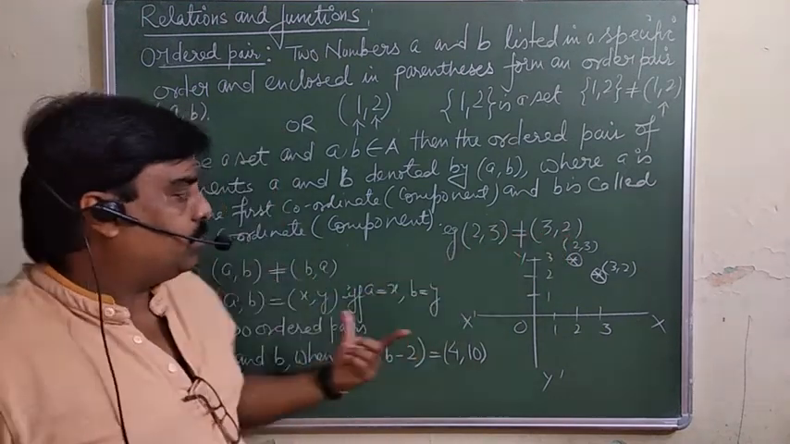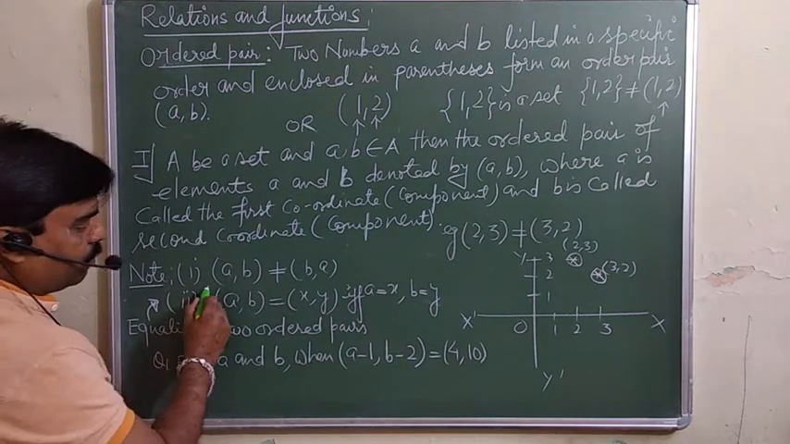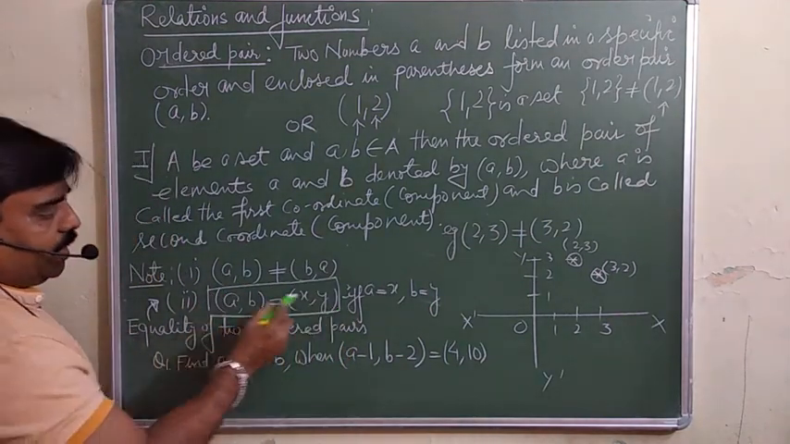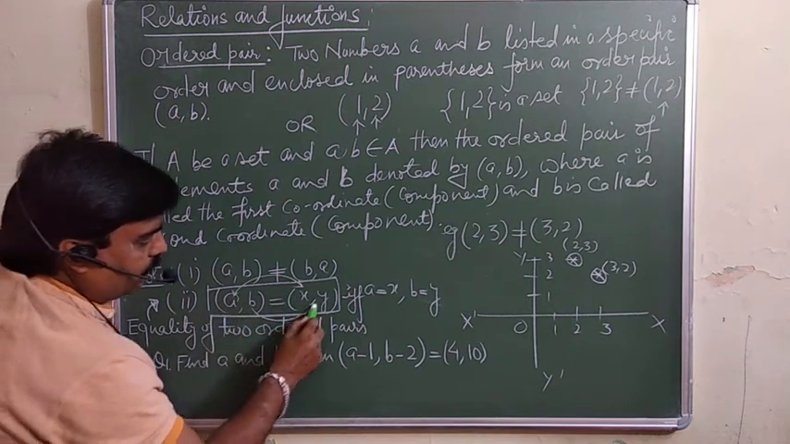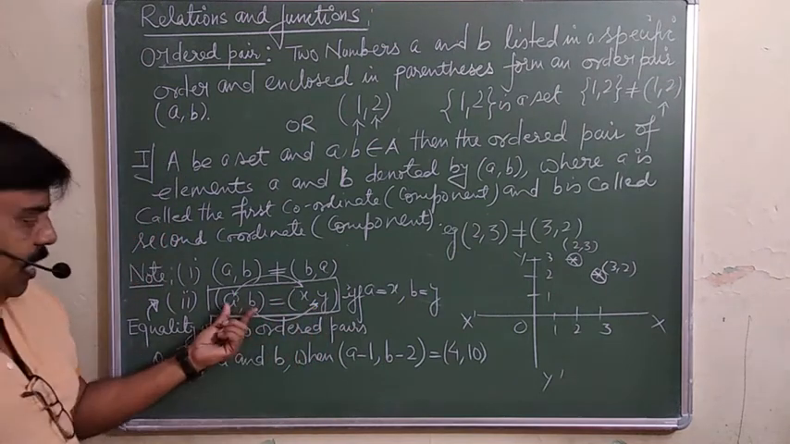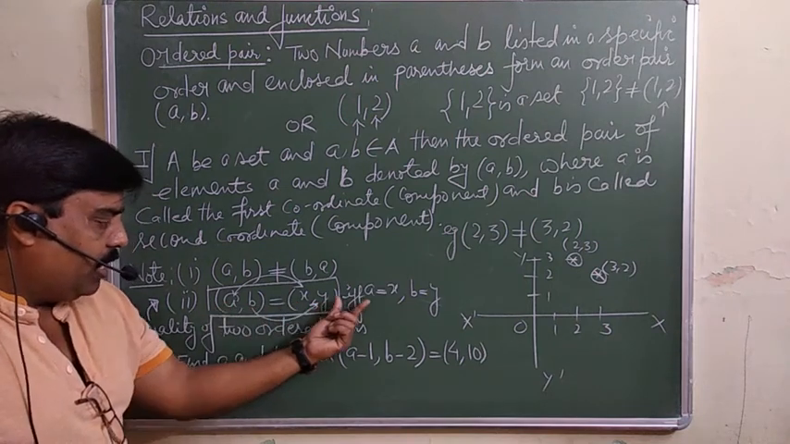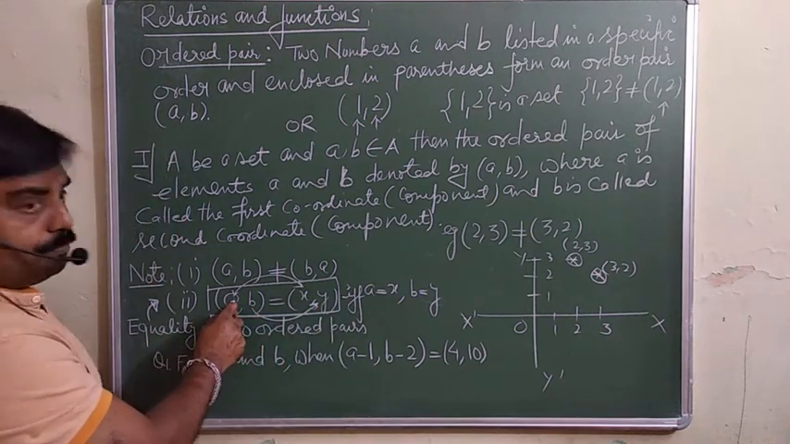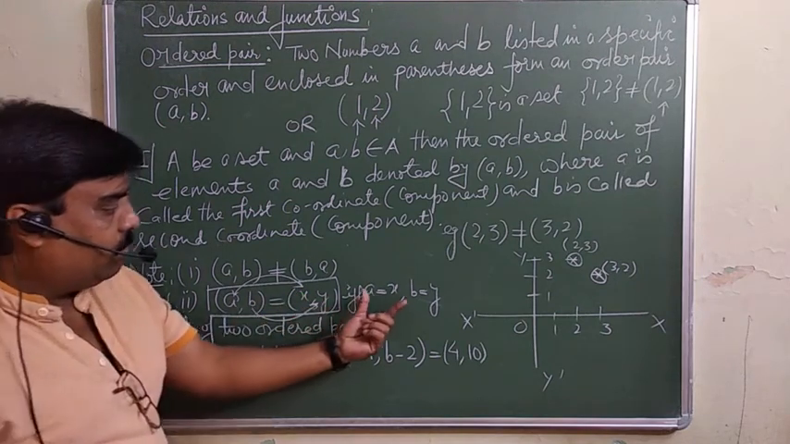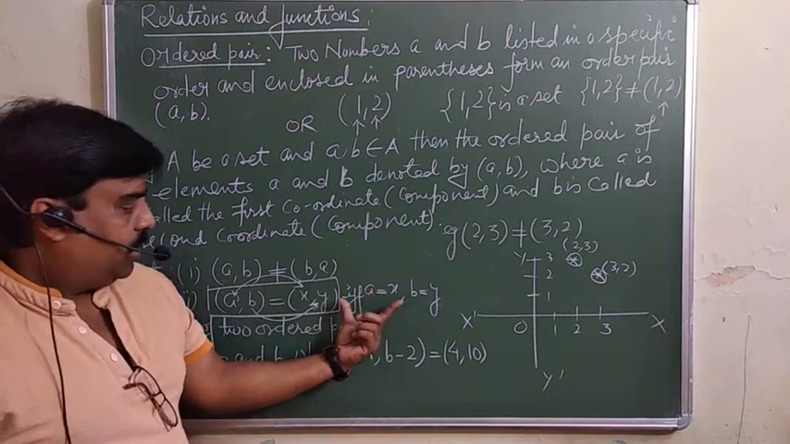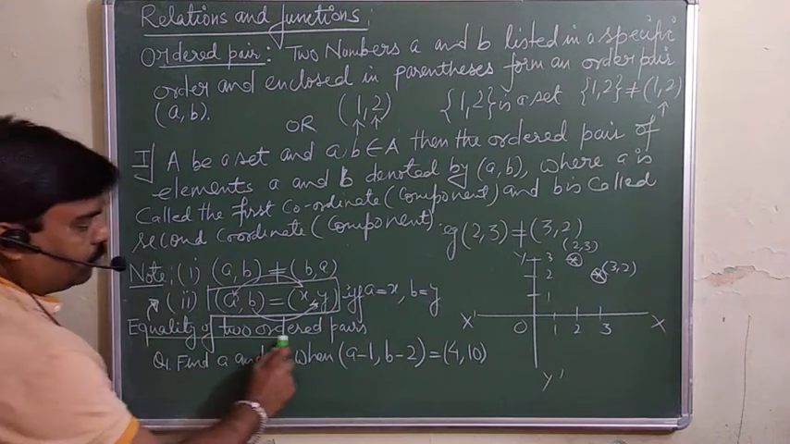When do two ordered pairs become equal? Any two ordered pairs are equal if and only if the first component is equal to the first and the second component is equal to the second. Then only you can say they are equal ordered pairs. That is the equality of two ordered pairs.